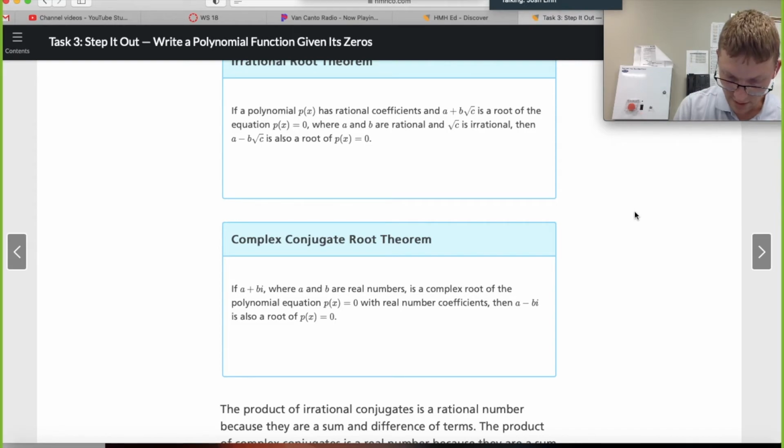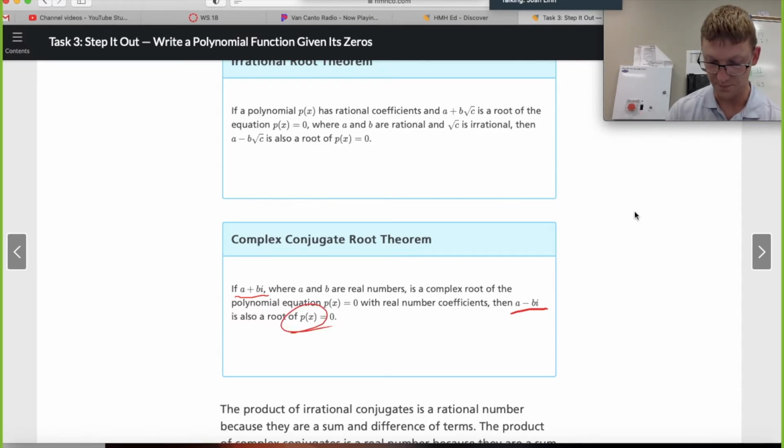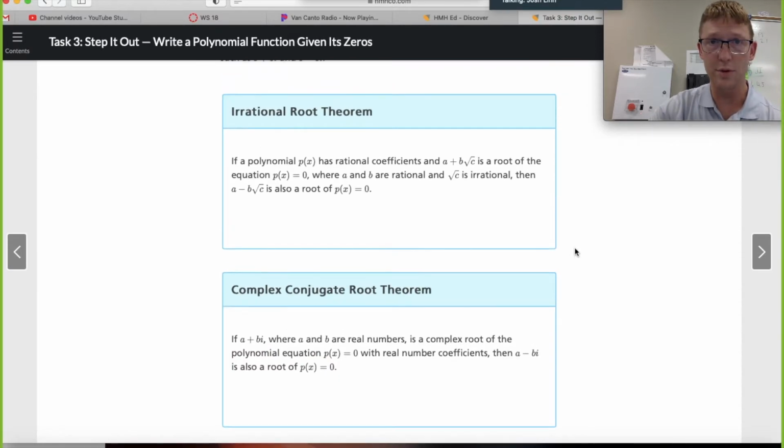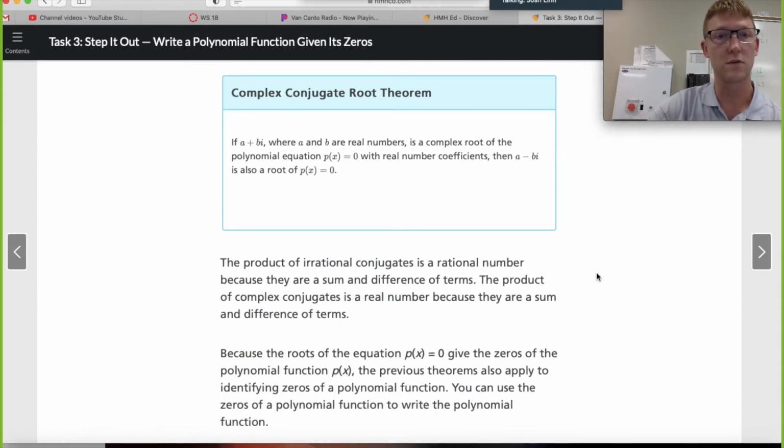So if a plus bi, where a and b are real numbers, is a complex root of a polynomial equation with real number coefficients, then a minus bi is also a root. So once again, if you have this as a root, its conjugate is also a root of your p of x function, of your polynomial function. Both of these are saying that if you have one, then you're going to have the other, the conjugate of that. So let's try it out.